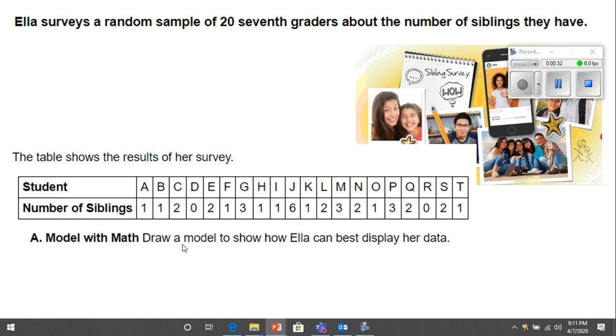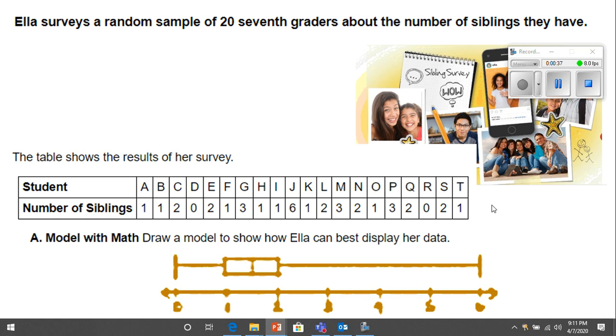It says model with math. Draw a model to show how Ella can best display her data. Well, in this case, they're going to use a box plot.